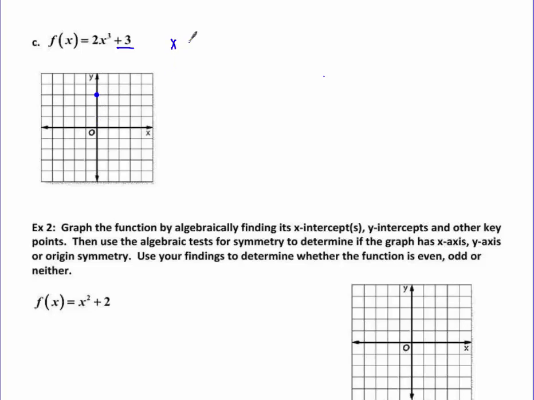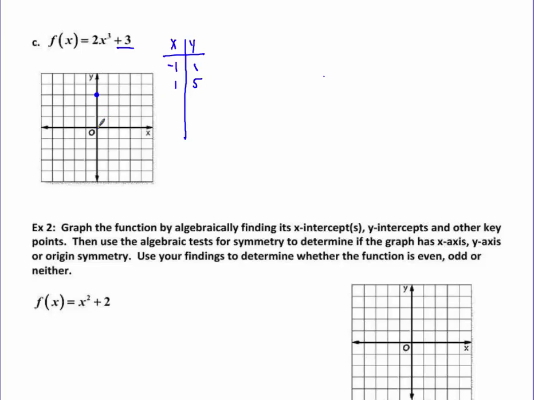So right away, I'm going to pick points around it. I'm going to start with an x and y table. I'm going to start with -1 and 1 because they're going to be on both sides of where I know this y-intercept is. So I plug in a -1 for x. That gives me -1 cubed, which is still -1, times 2. So -1 times 2 is -2, plus 3 is 1. Now I'm going to plug in +1. +1 cubed is +1. So 1 times 2 is 2. 2 plus 3 is 5.